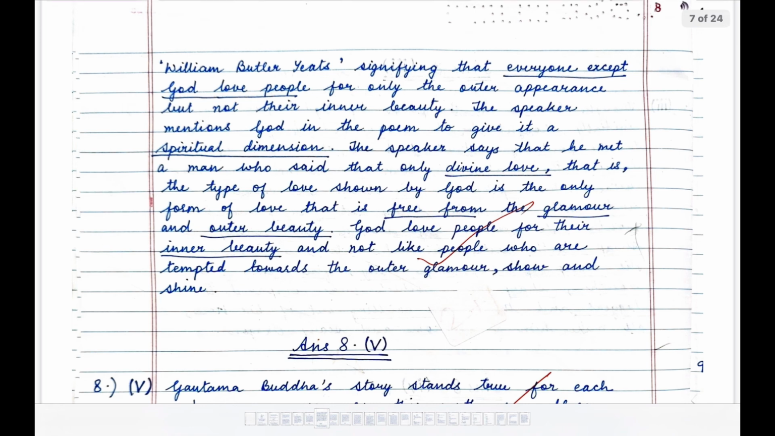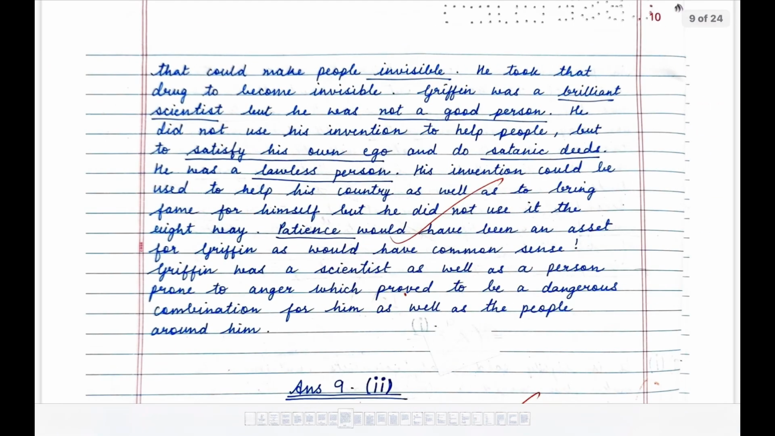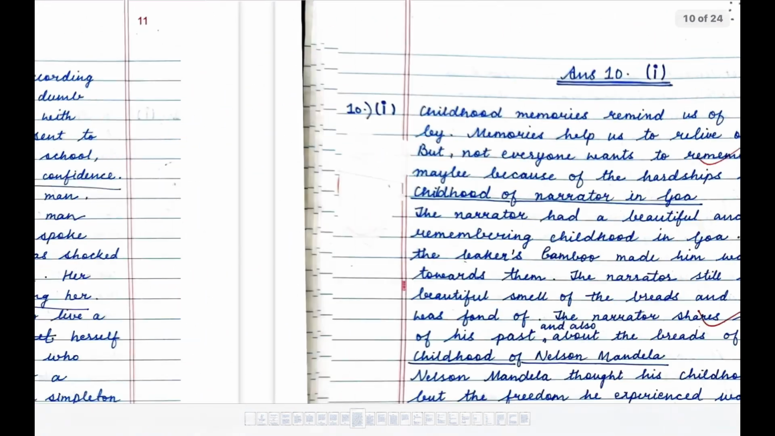Next, you can see once again that is from William Butler Yeats, for Annie Gregory. Once again, that is from the Sermon at Banaras. Next is question number 9, part 1. This is from Griffin's story, Footprints Without Feet. The next one is from the chapter Bholi.